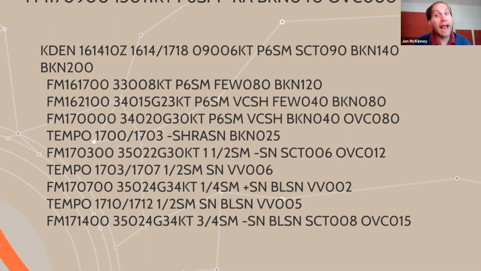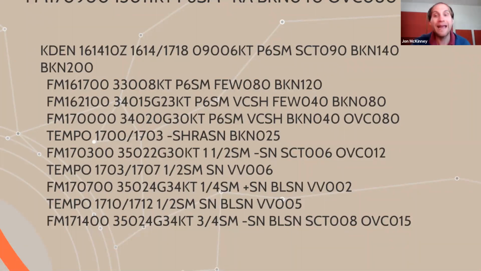So there's a 3-hour window, and during that window the majority of the forecast shall be 340 at 20 gusting 30, greater than 6 miles visibility, showers in the vicinity, broken 4,000, overcast 8,000. That's going to be what's happening the majority of the time in that 3-hour window.